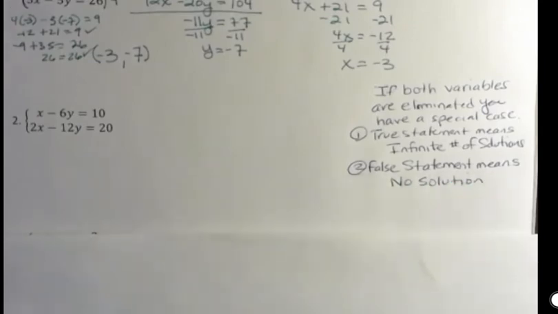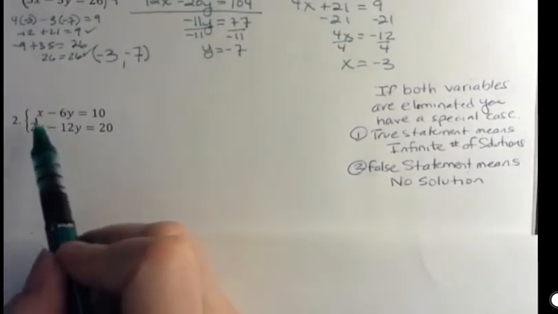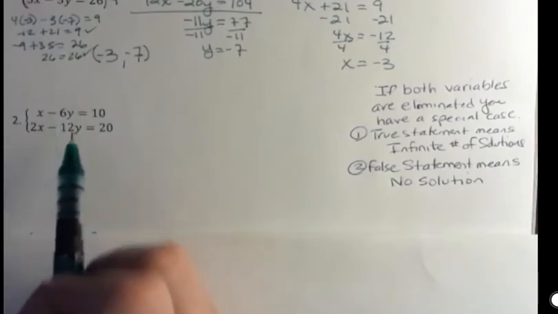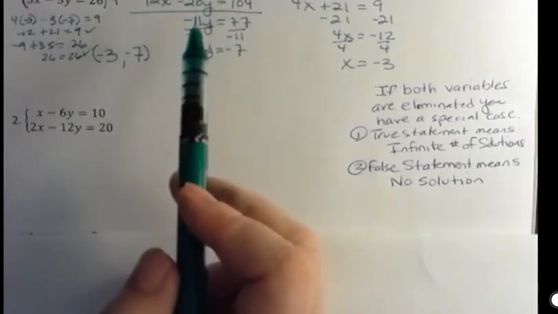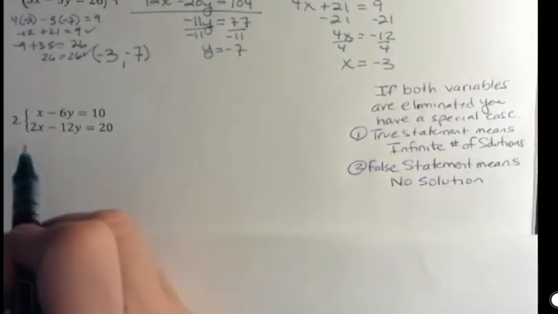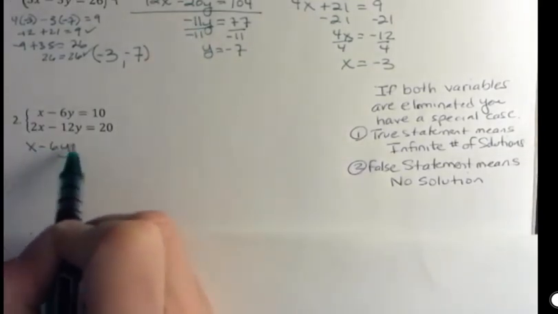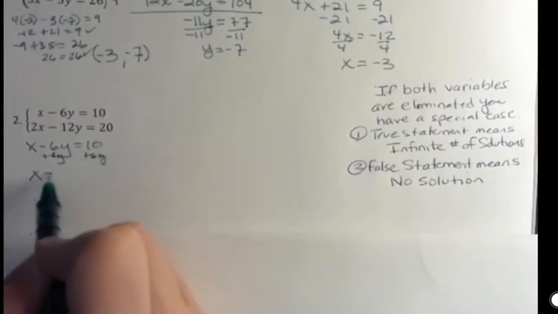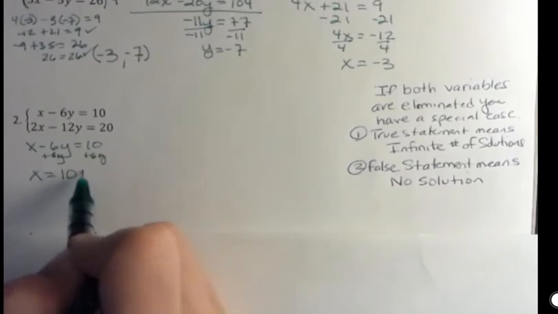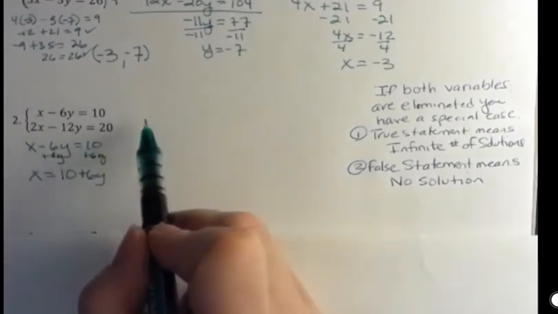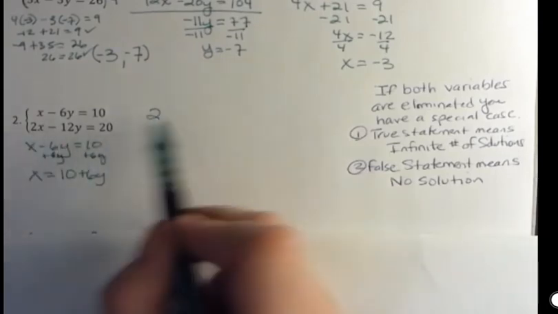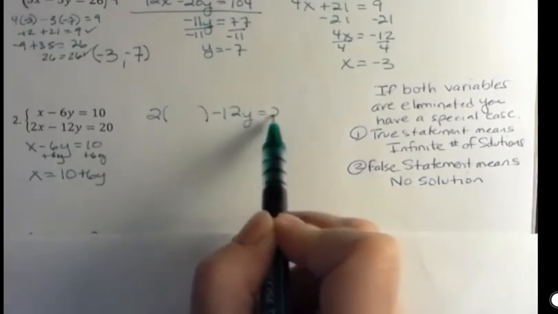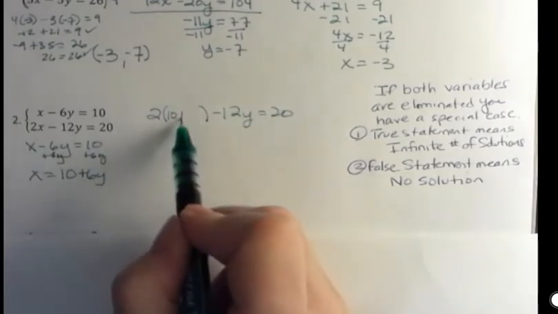All right, so let's see what we have here. Up here, you could use the substitution method, or you could use the elimination method, whichever you prefer. Since I just used the elimination or addition method, I'm going to use substitution. I'm going to take this equation on the top and add 6y to both sides. And that's going to allow me to substitute into this equation. So where I had 2 times x, I'm going to replace the x with what I now know x to be, which is 10 plus 6y.